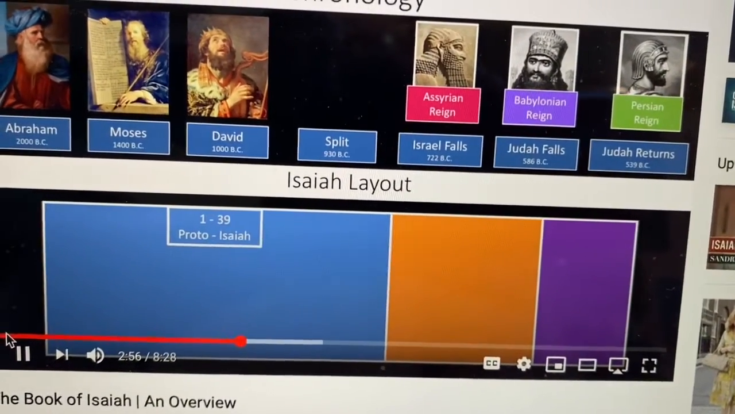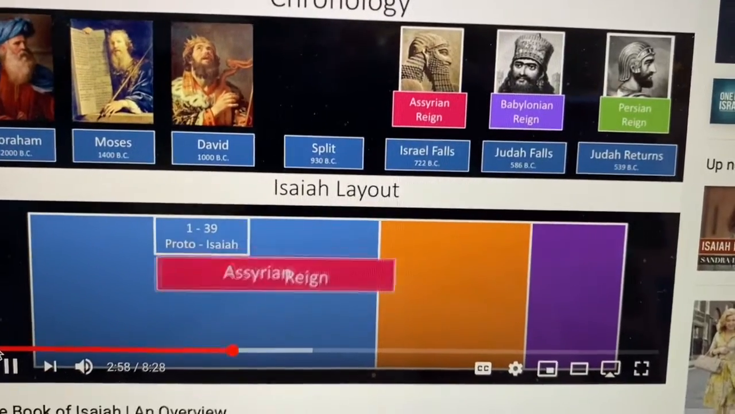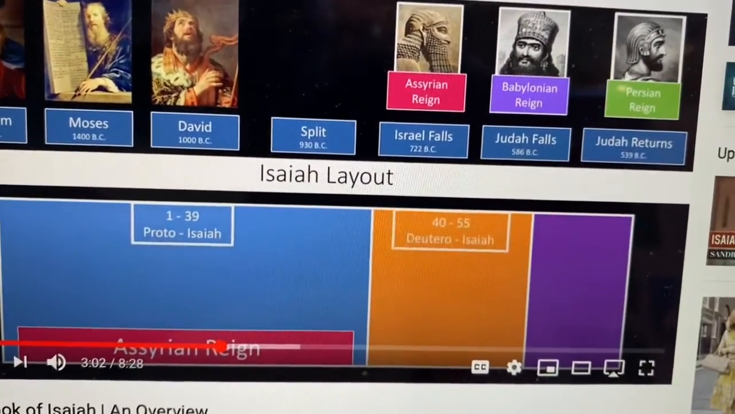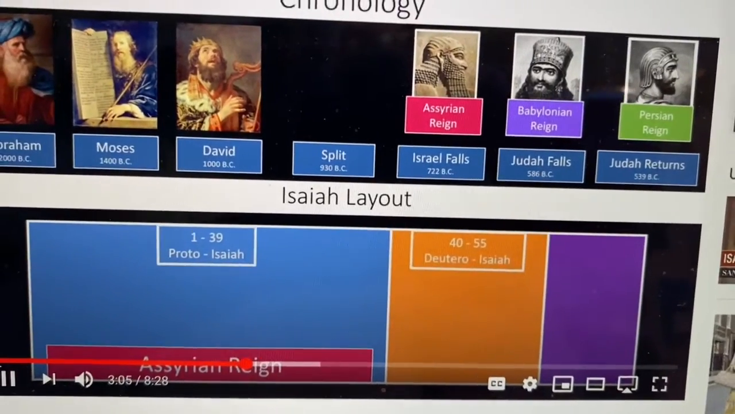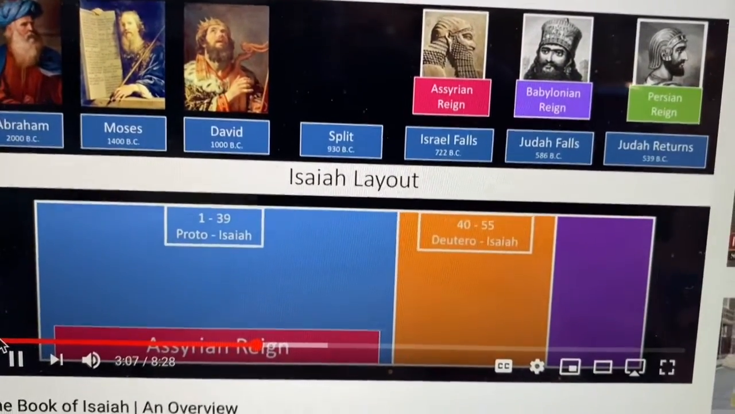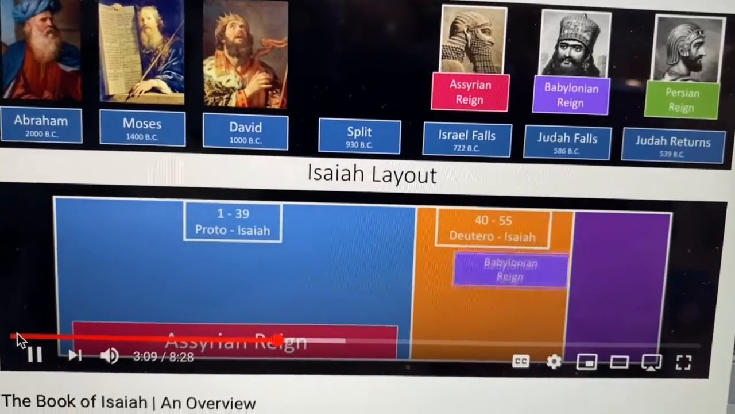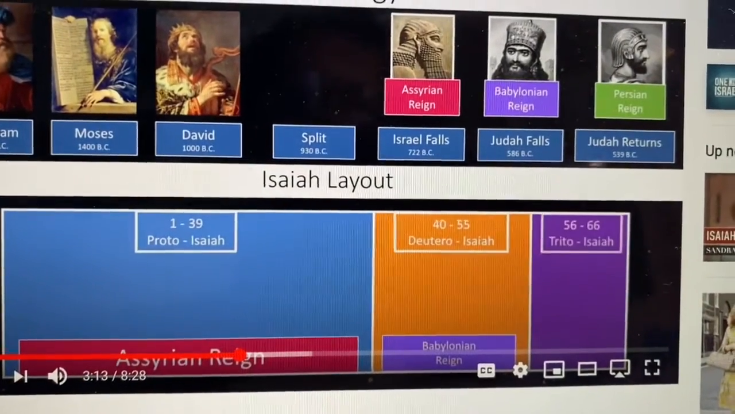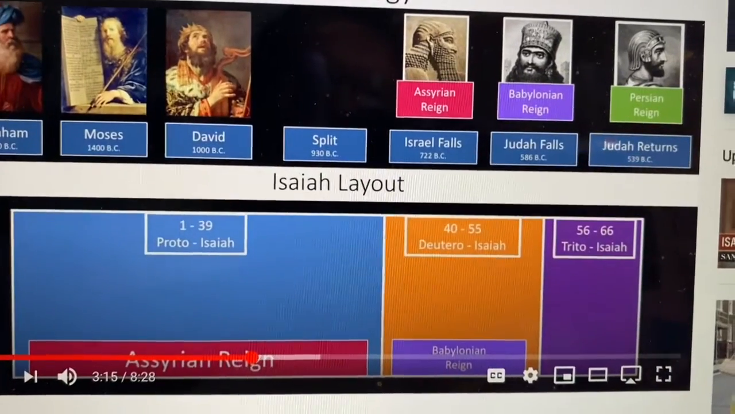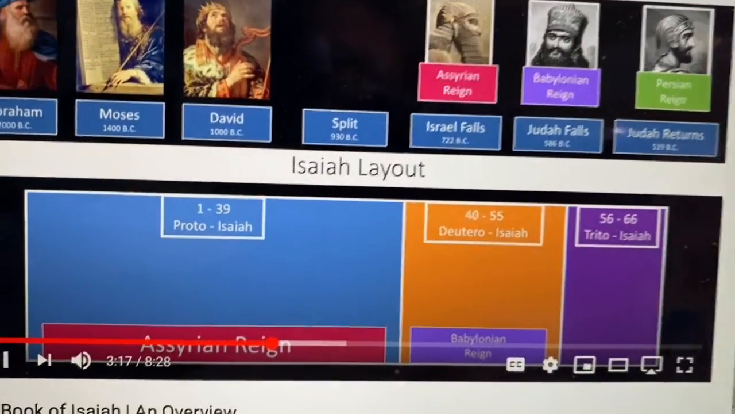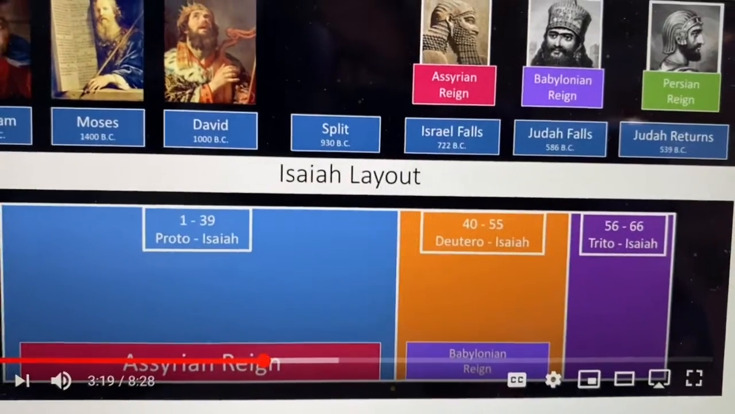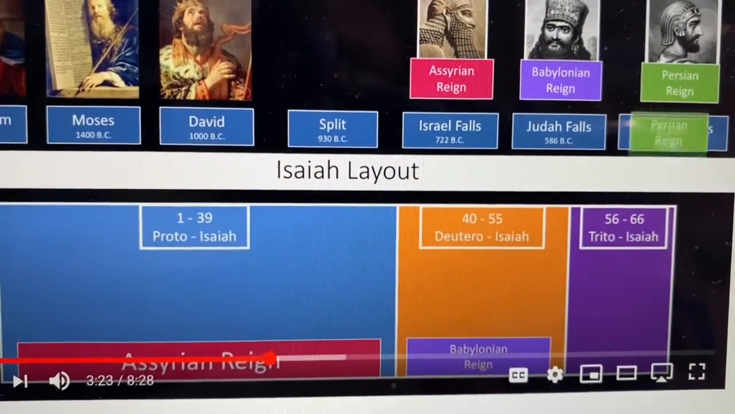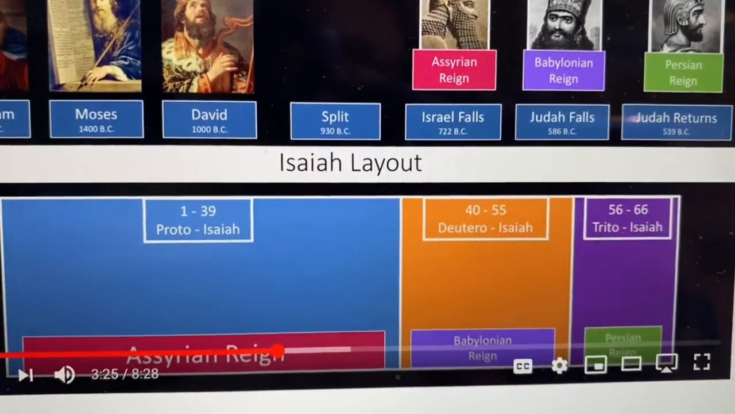So firstly, we have the first 39 chapters, which scholars label Proto-Isaiah. It is written in the 8th century when Assyria is a major global power. Chapters 40 to 55 is known as Deutero-Isaiah, and scholars believe it to be written during the exile, while Babylon is the major global power. And finally, chapters 56 to 66 are known as Trito-Isaiah, which scholars believe to be written once the Israelites have returned from exile and have commenced rebuilding Jerusalem, and thus was written while Persia is the major global power.